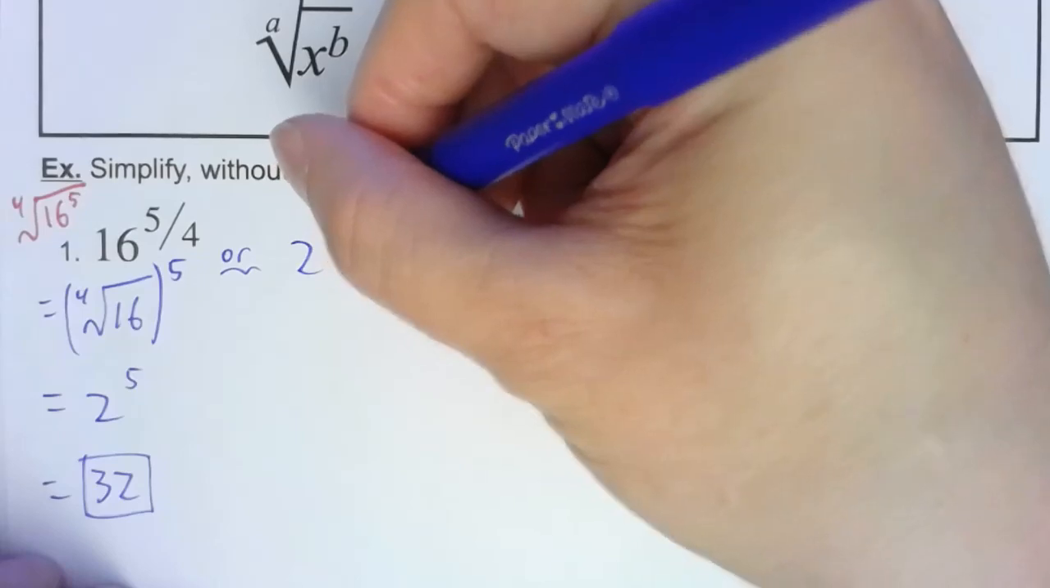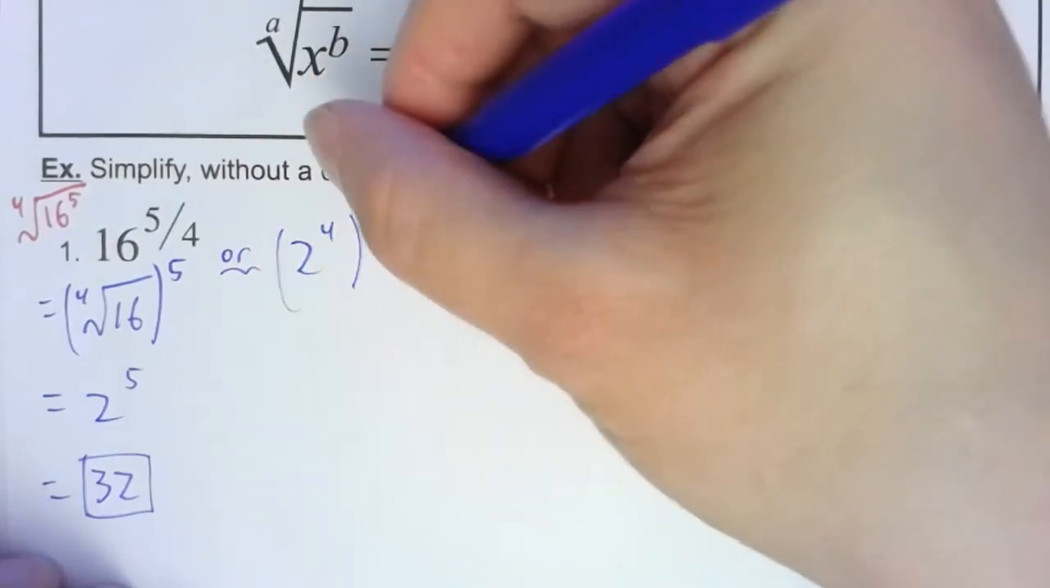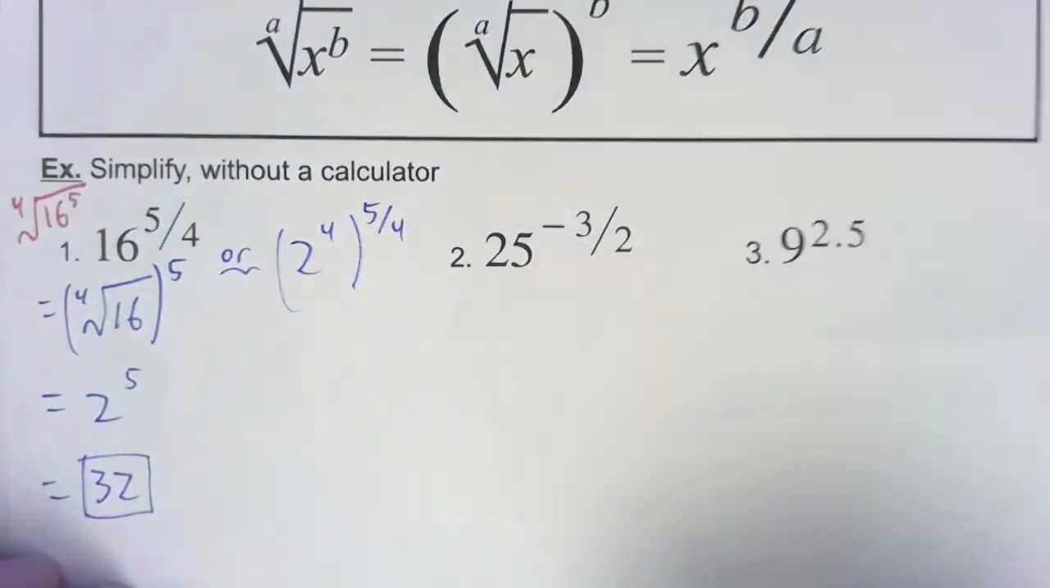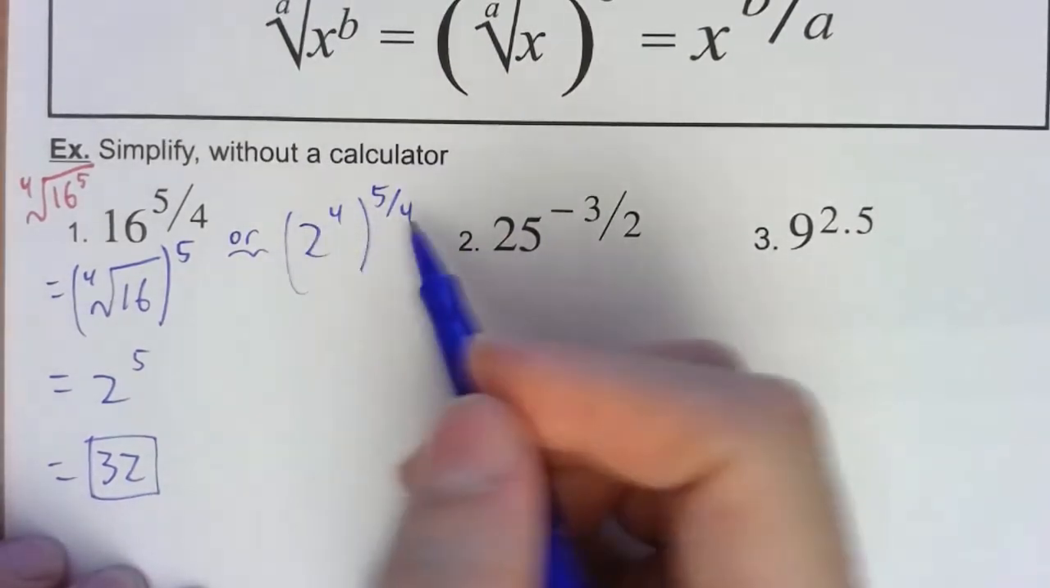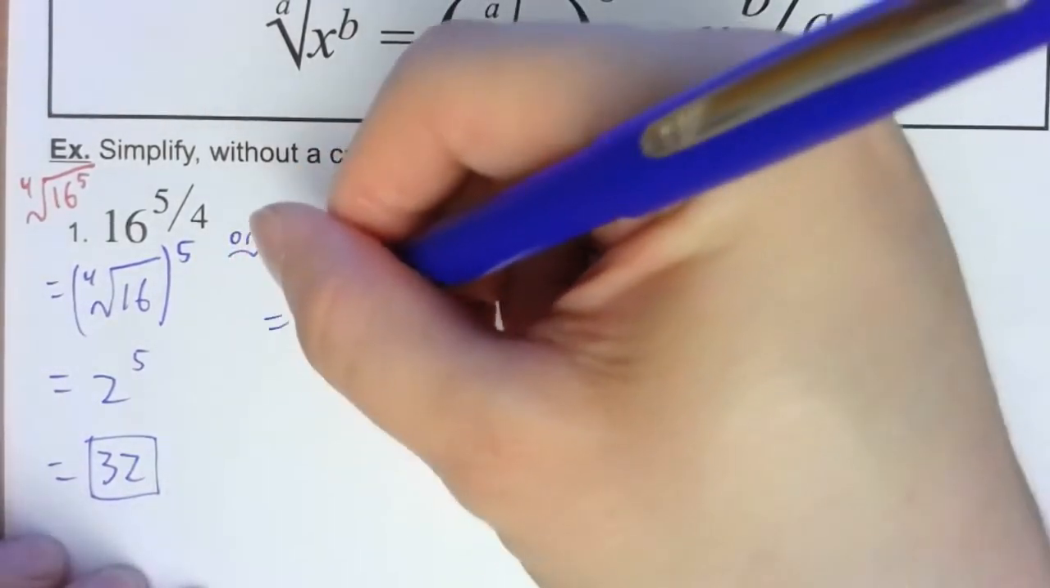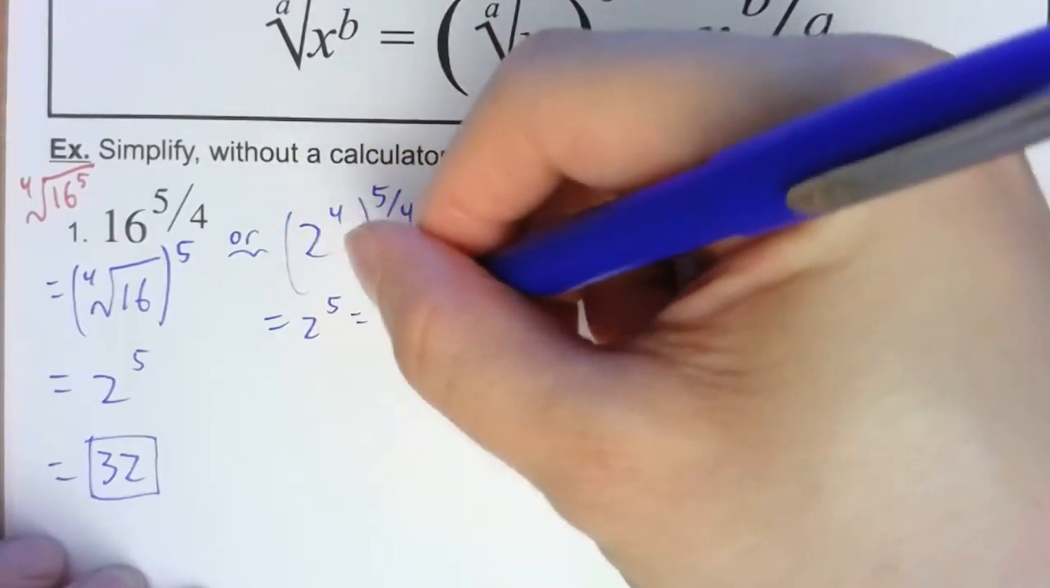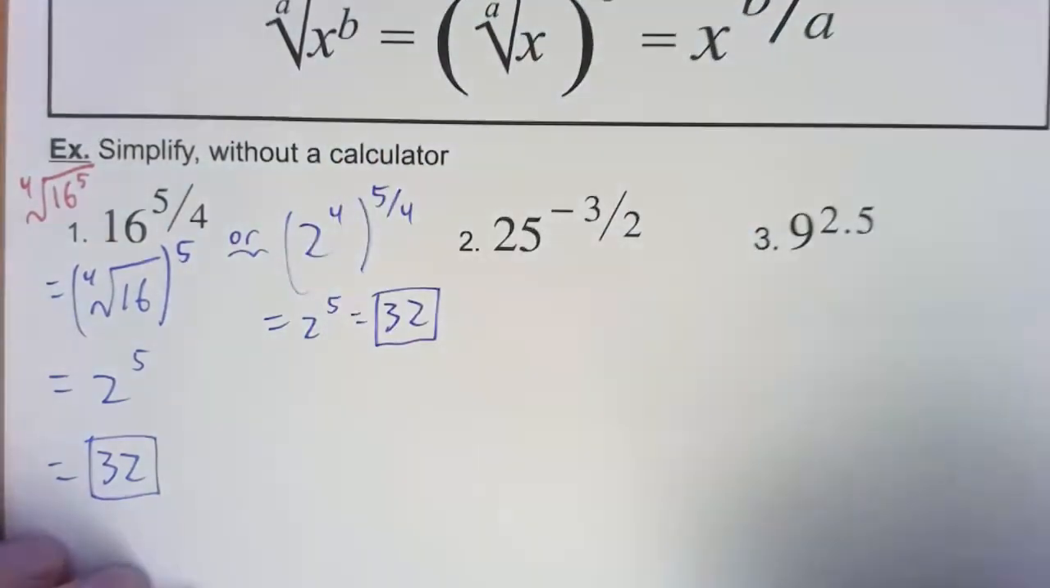16 is 2 to the 4th power, and then if you're raising that to the 5/4 power, a power to a power, we multiply. Those 4s are going to cancel out. We get 2 to the 5th, and so we get 32 again.